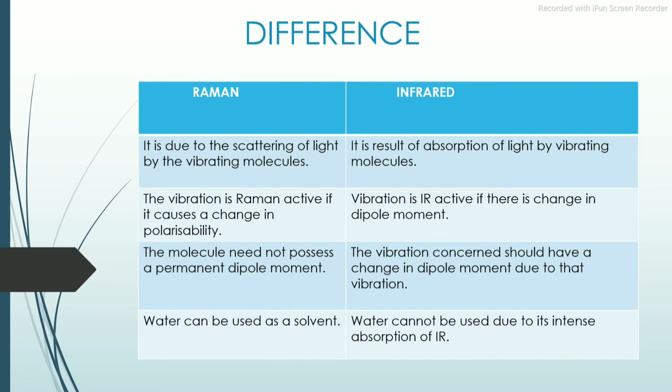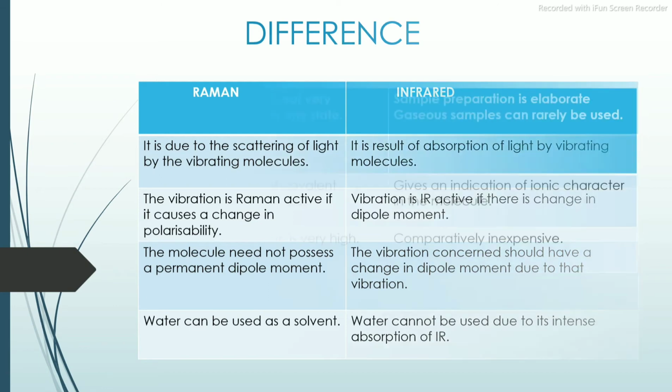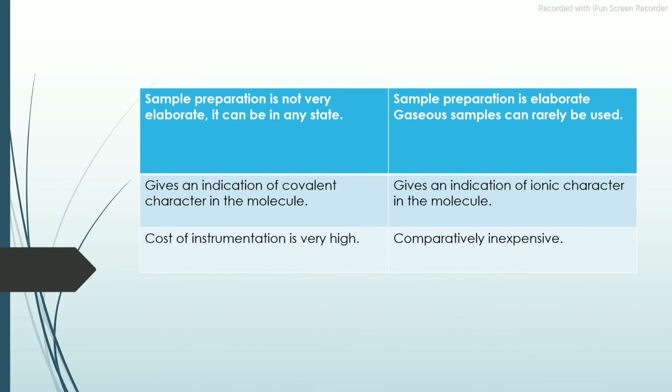In Raman, water can be used as a solvent. In infrared, water cannot be used due to the intense absorption of IR. In Raman, sample preparation is not very elaborate. It can be in any state. In infrared, sample preparation is elaborate. Gaseous samples can rarely be used. Raman gives an indication of covalent character in the molecule. Infrared gives an indication of ionic character in the molecule. The last one is, in Raman the cost of instrumentation is very high, and infrared is comparatively inexpensive.